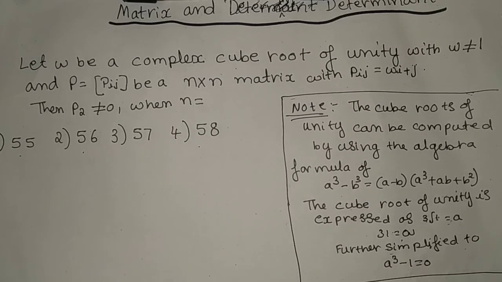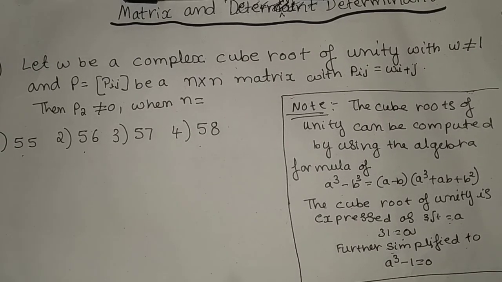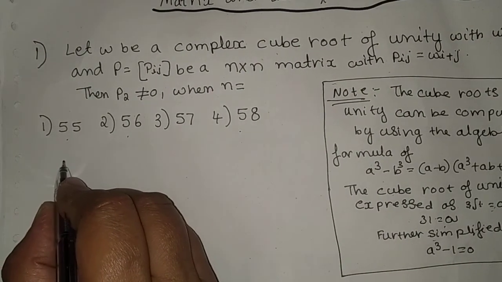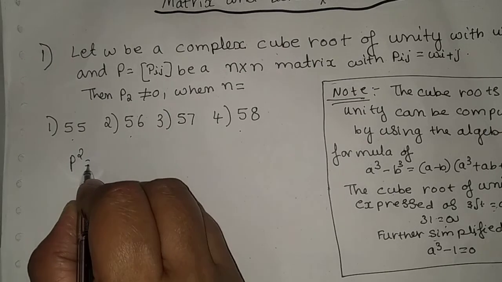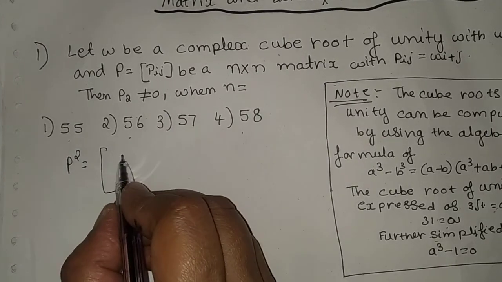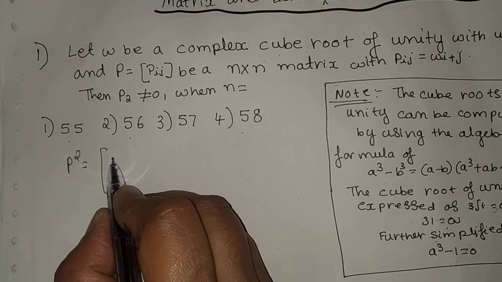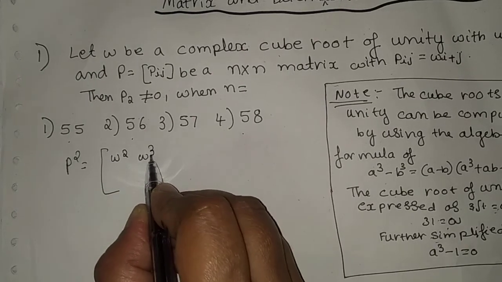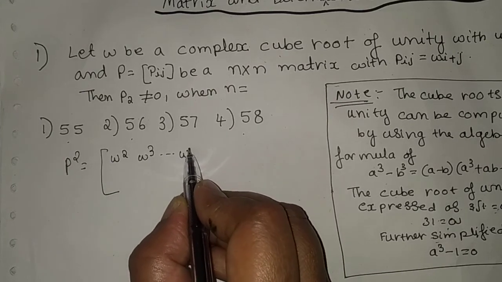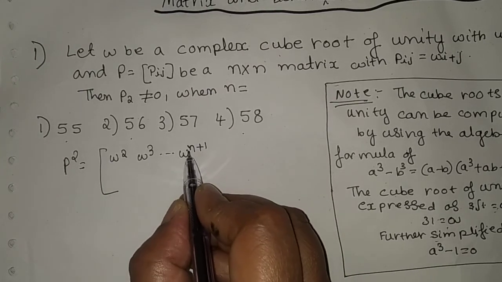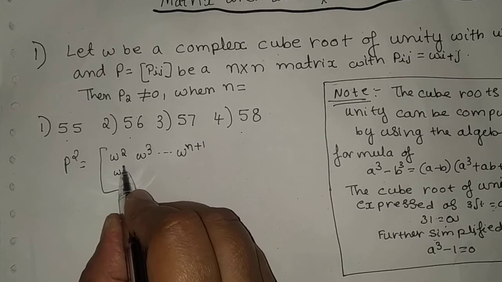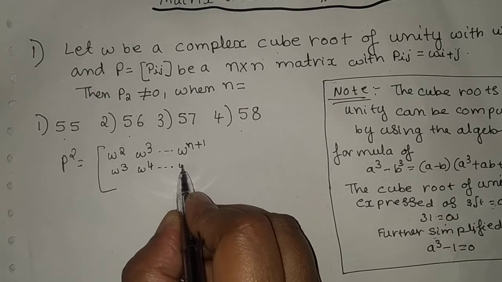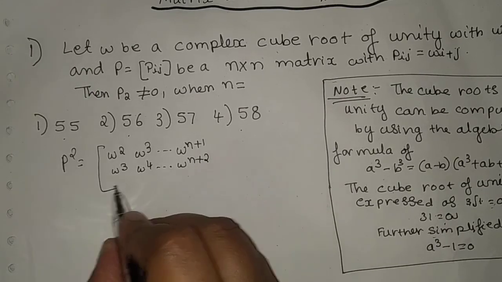So we'll start the problem. These are the n values given. Four options are given. The first step of the solution is to write P square. For P square we have to write the first row: w square, w cube, then w to the power n plus 1. Similarly for the next row, w cube, w4, up to w to the power n plus 2.